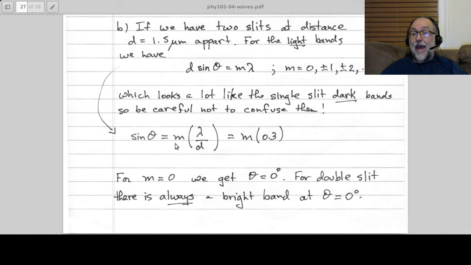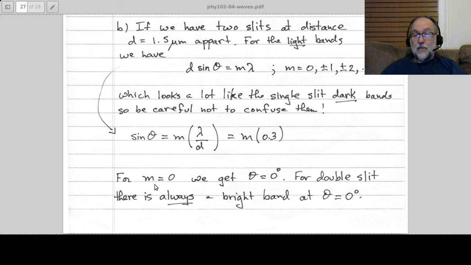We have sine theta is equal to M lambda over D, and lambda over D is still going to be 0.3 because lambda is still the 450 nanometers and D is still going to be the 1.5 micrometers. When you divide the two, you're still going to get 0.3. Okay, and now for the bright bands, we have M is equal to 0, M is equal to 1, M is equal to 2, and so on.